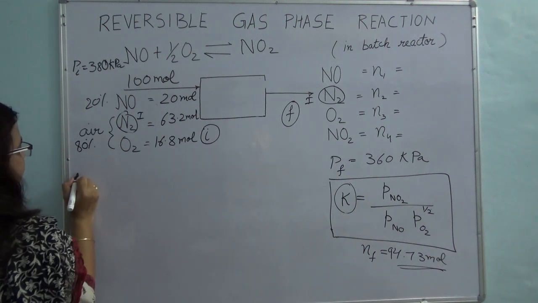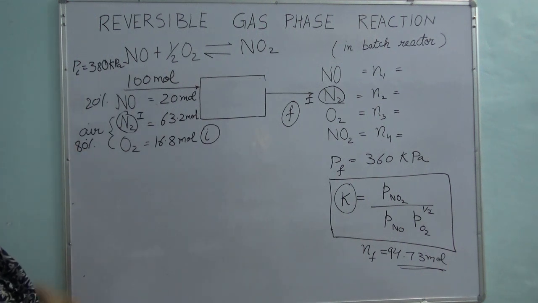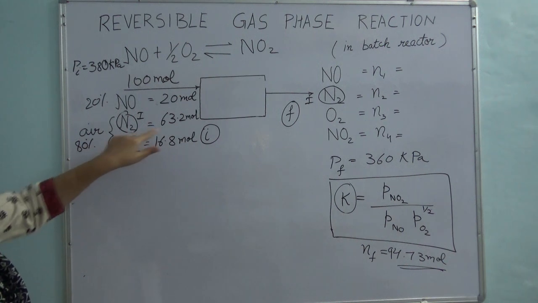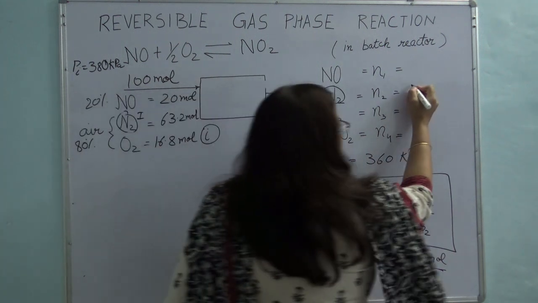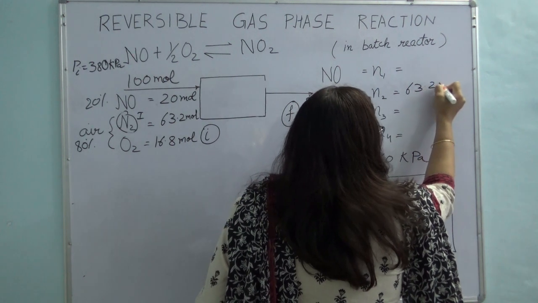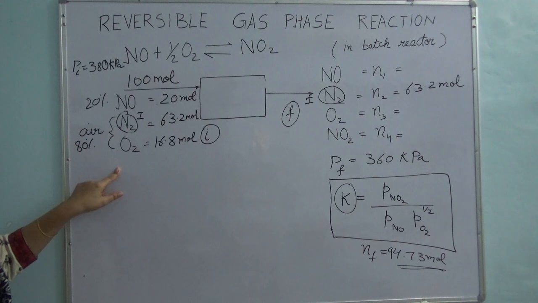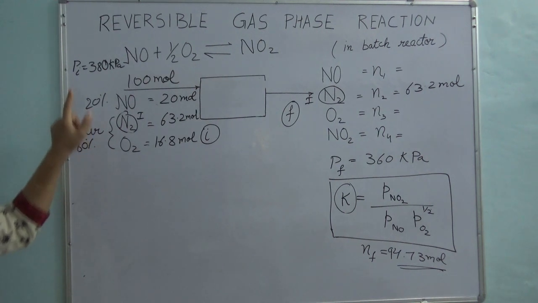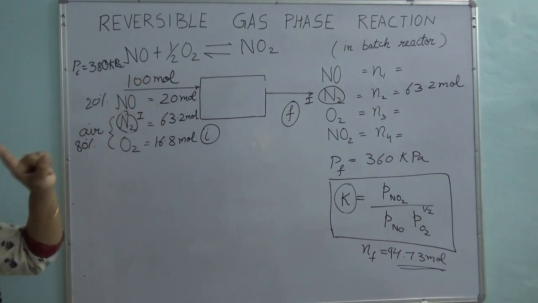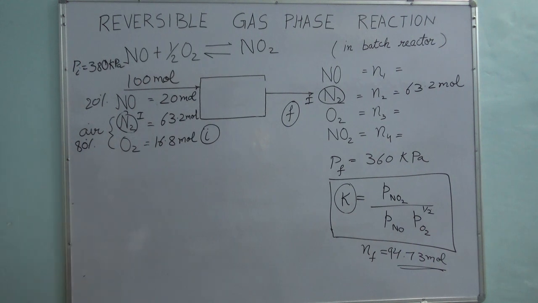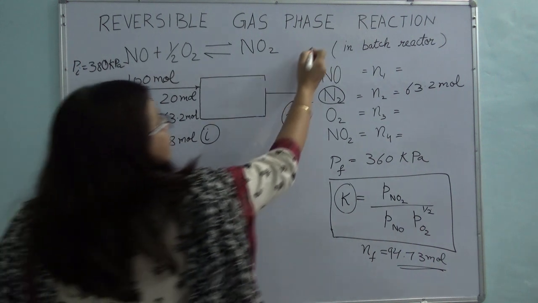Then I am going to use my inert balance. I will not write it. Inert balance, in is equal to out. In is 63.2 moles, so out should also be equal to 63.2 moles. Okay. Now I am going to make use of my reacting species and write an equation each in terms of extent of reaction epsilon.